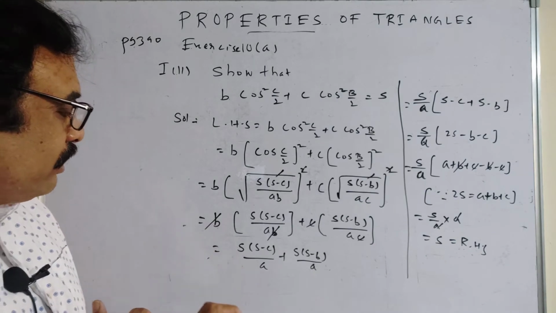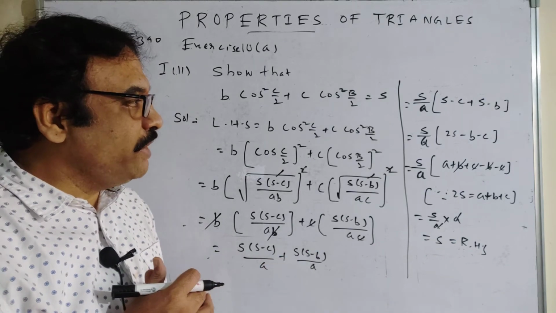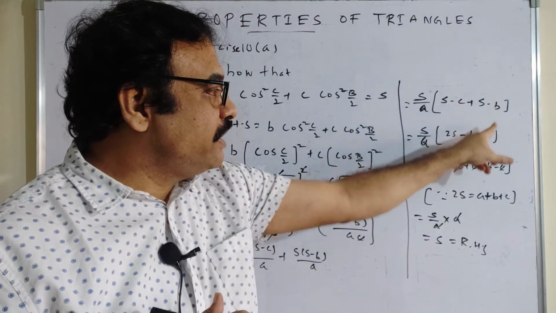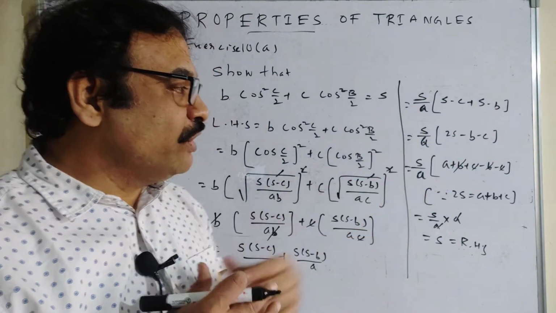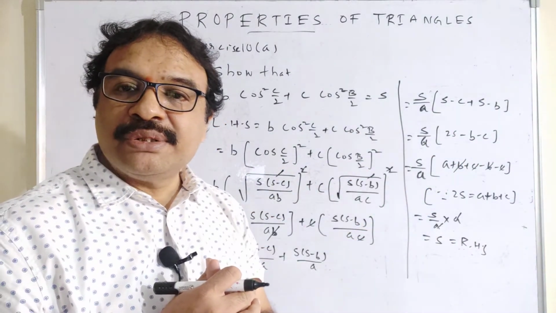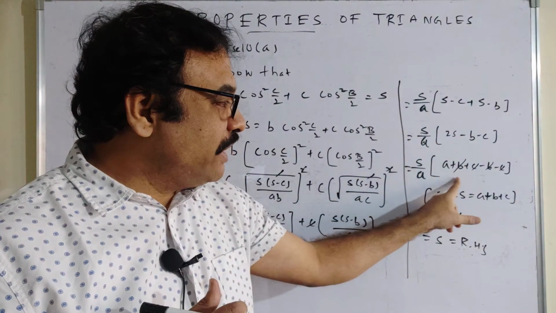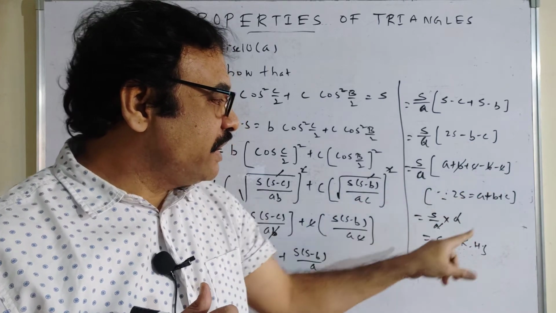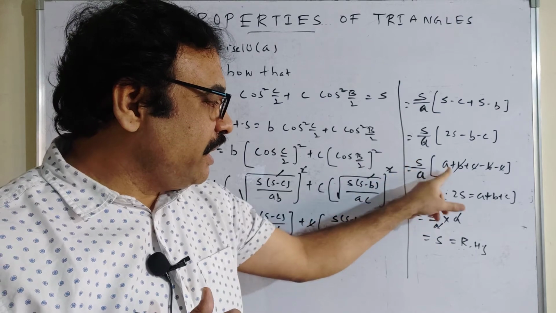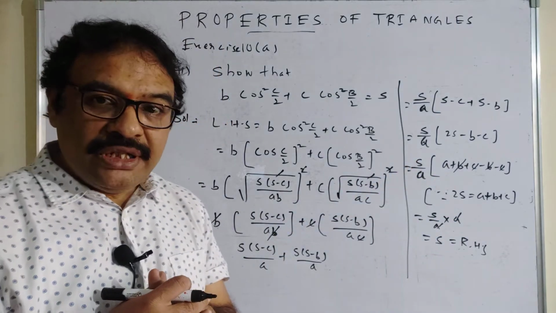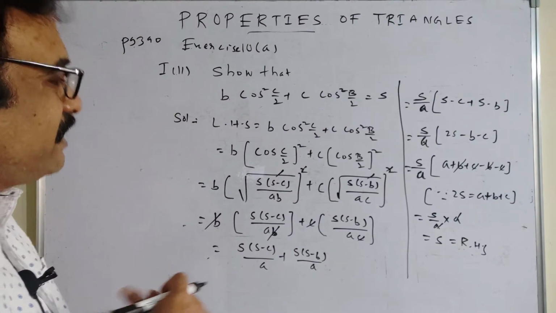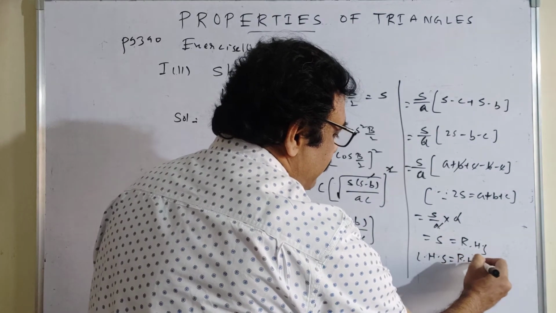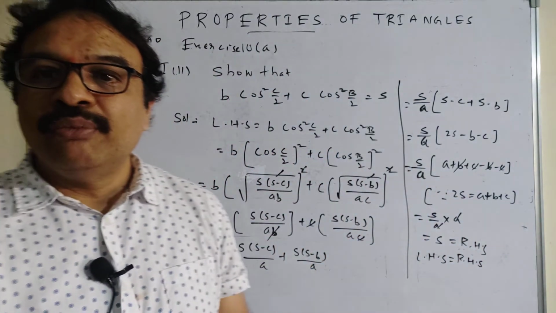Now s by a I am taking out common. I am getting s minus c plus s minus b. So here s plus s is 2s, minus c minus b. As we know, the perimeter of the triangle is 2s equal to a plus b plus c. I replace 2s with a plus b plus c, minus b minus c. Plus b minus b gets cancelled, plus c minus c gets cancelled. I am getting s by a into a, a gets cancelled, I am getting s. Therefore LHS is equal to RHS. So finally, the left hand side result is equal to the right hand side result. Hopefully you understood.